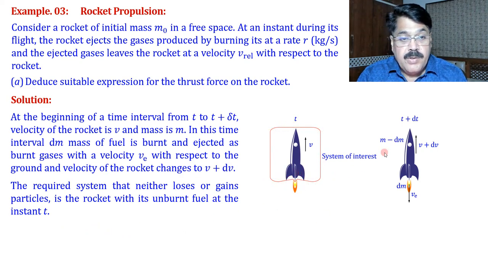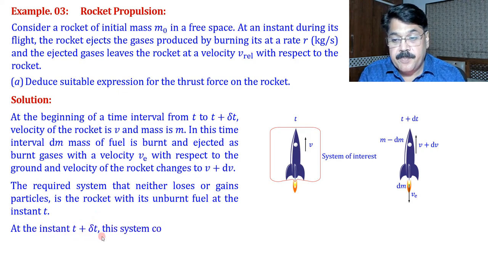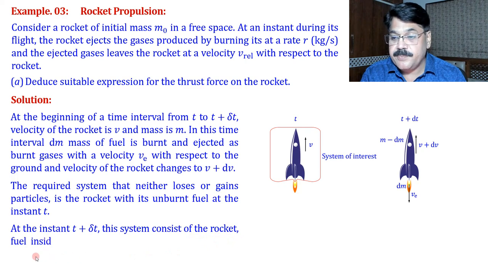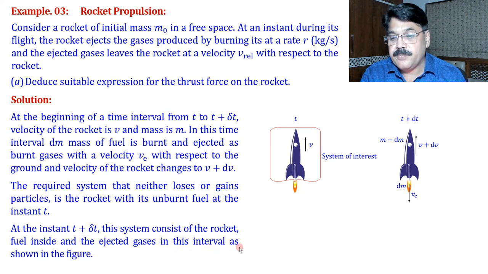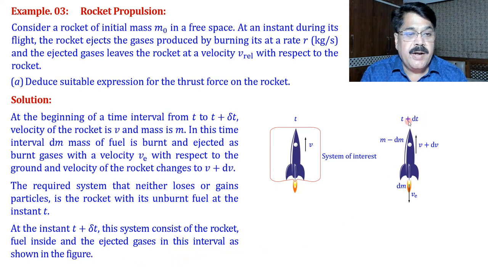Now consider what will happen after the time interval, at the instant t plus delta t. This system consists of the rocket, the fuel inside, and the gases ejected in this interval, as shown in the figure. So at t plus delta t, we consider the same set of particles that were there before: the rocket, the remaining fuel, and the burned fuel which has been ejected as gases. That is the system here.